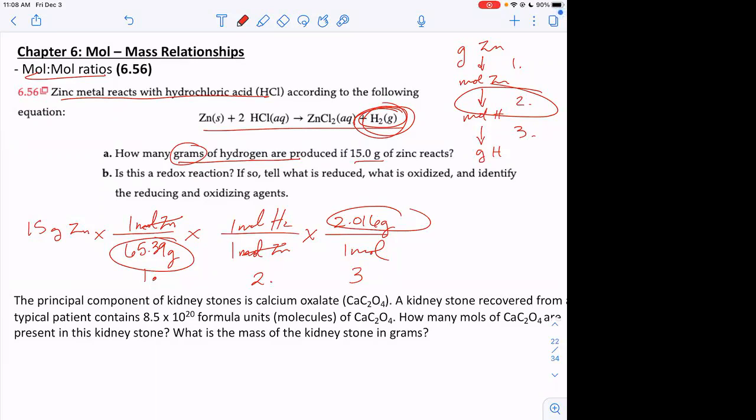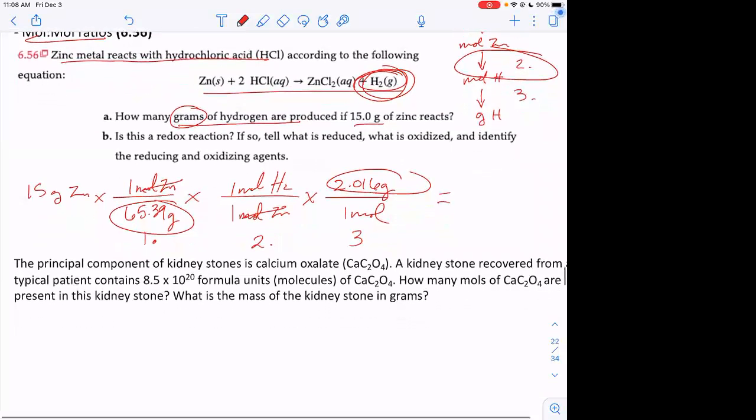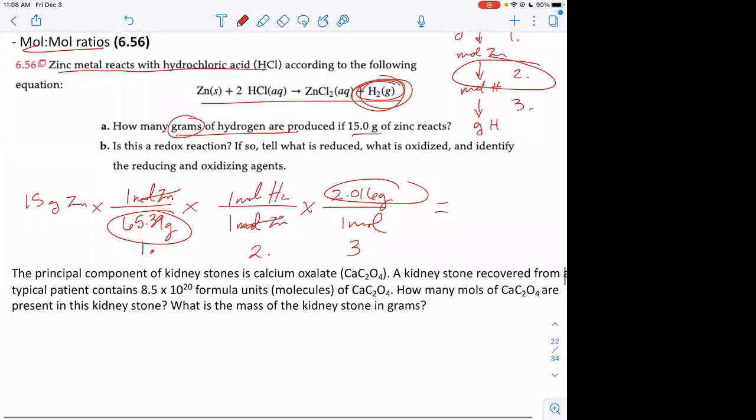Anybody have that? Carson, you don't have to do that, sorry. Thank you. Grams, that's fine, of hydrogen.